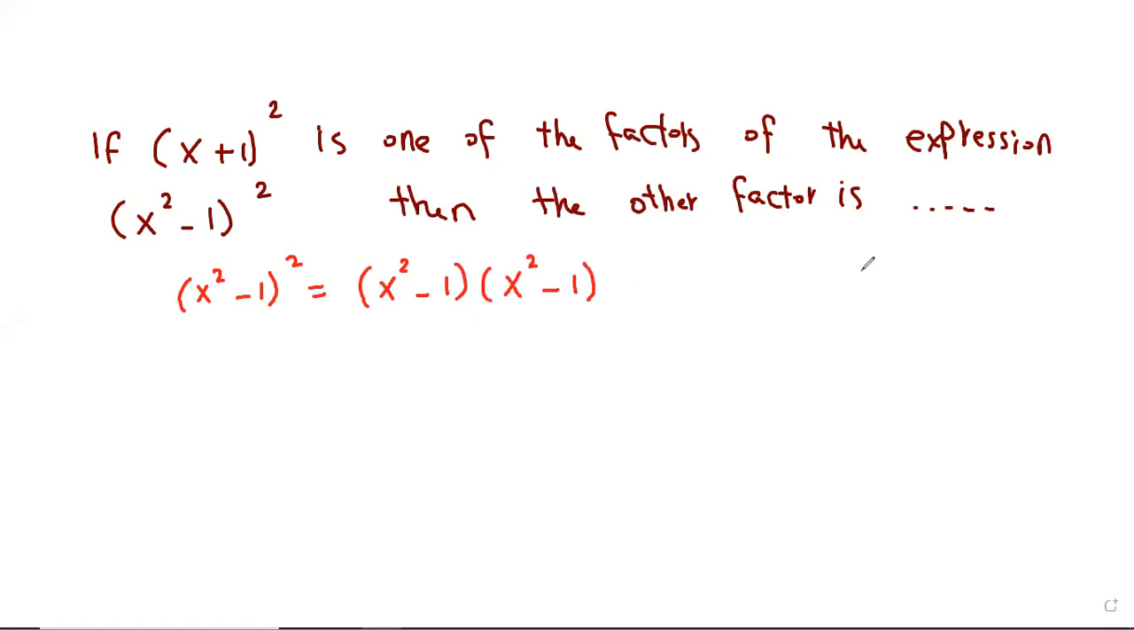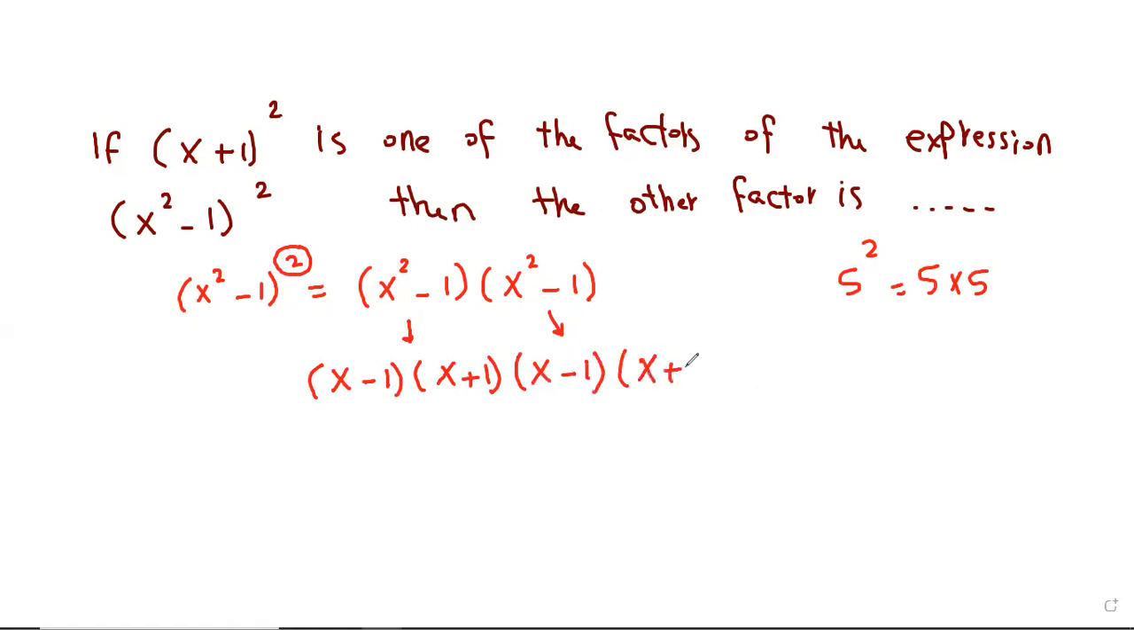Do you know why? Like 5 to the power of 2 is 5 times 5. I did the same. x to the power of 2 minus 1 all to the power of 2, I wrote it as x to the power of 2 minus 1 multiplied by x to the power of 2 minus 1. Then here we have a factorizing. It's a difference between two squares. So we'll write it as x minus 1 multiplied by x plus 1. I factorized it. Then factorize the second expression, x to the power of 2 minus 1 is going to be x minus 1 multiplied by x plus 1.